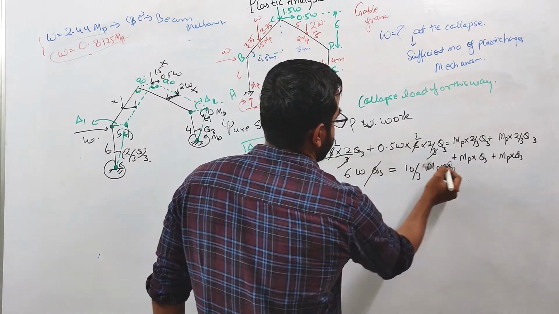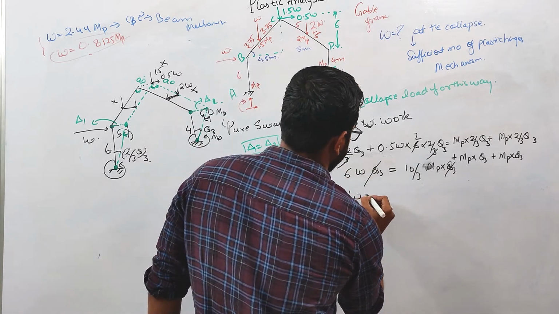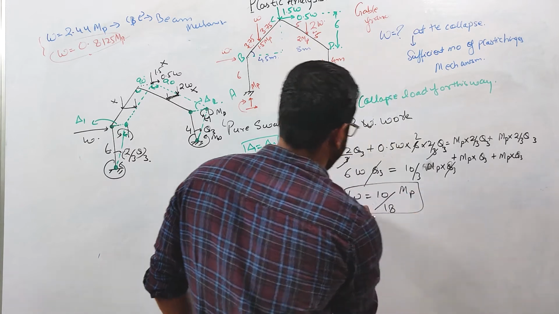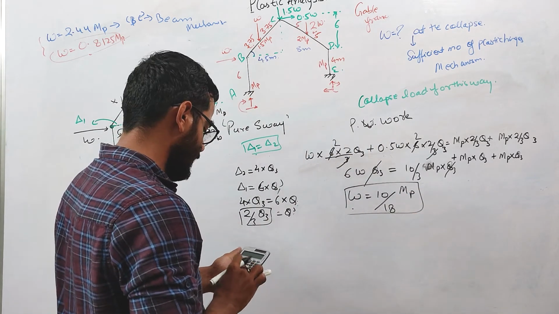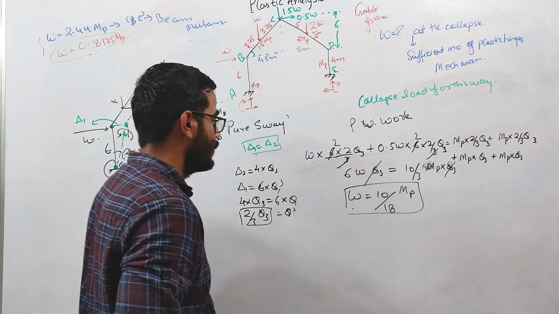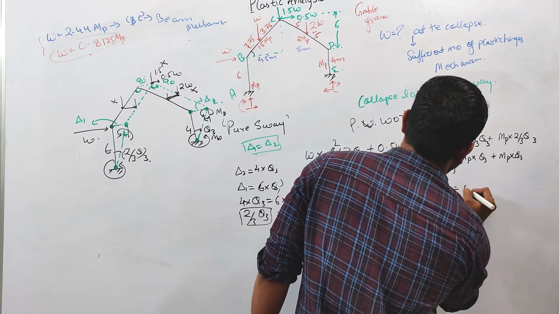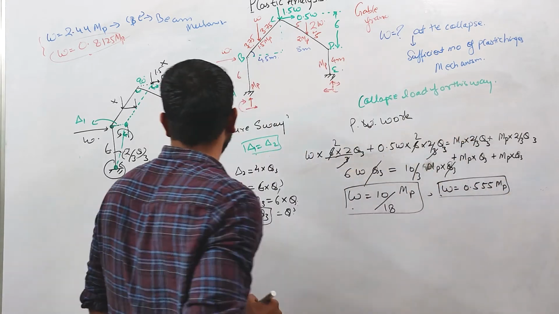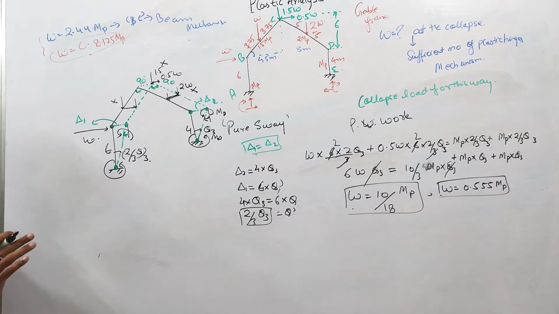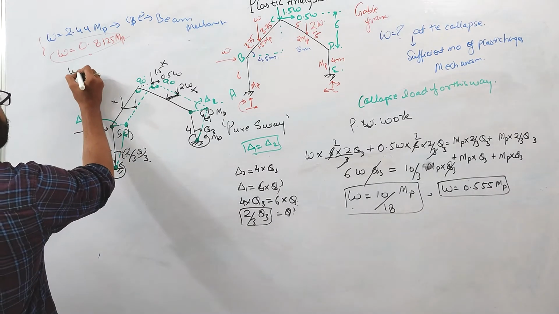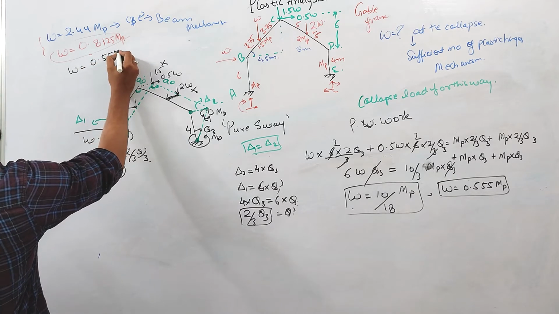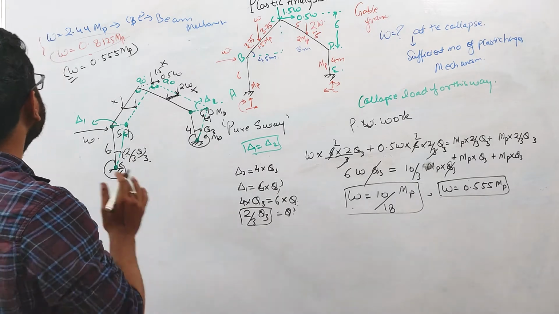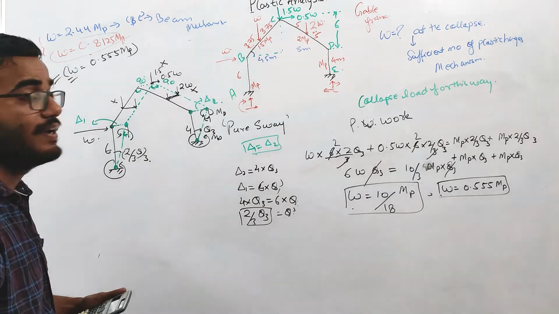Theta 3 will cancel out. So W from here will be 10 over 18 MP. So the value of W will be 10 divided by 18, which equals 0.555 MP. So the collapse load for the sway mechanism is W equals 0.55 MP. Okay guys, out of these three, this one is critical, right?